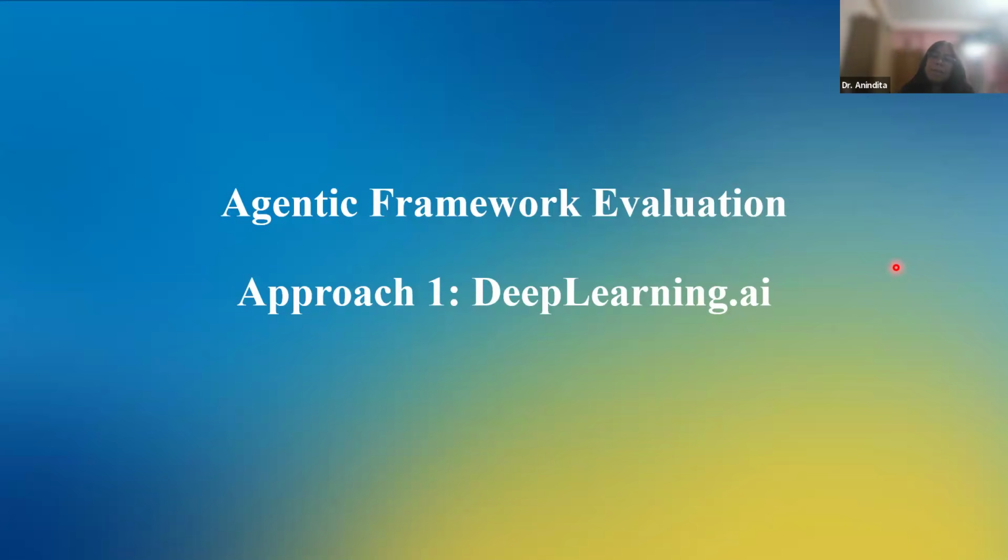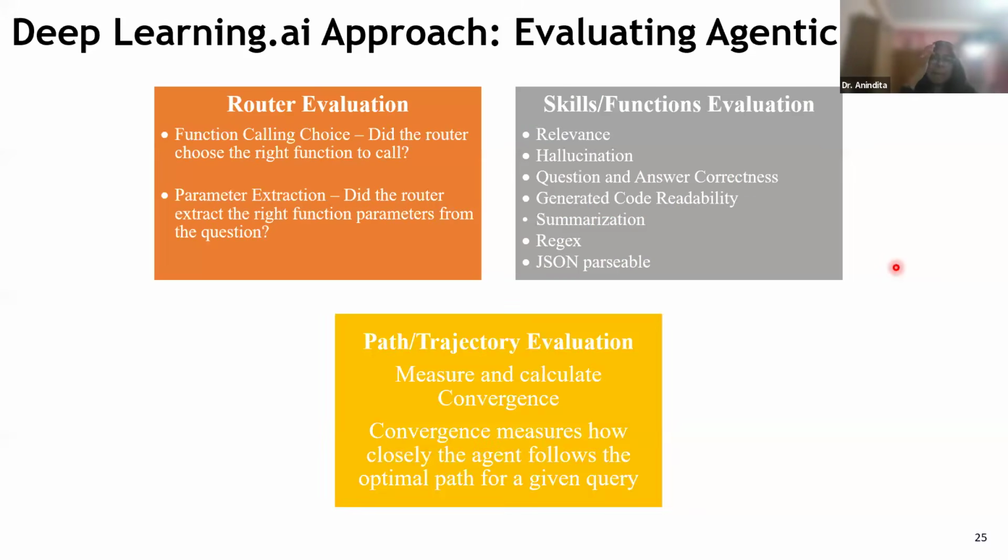But another thing is evaluation, like an agentic framework for evaluation. One is the DeepLearning.AI approach, which mentions how we can evaluate the agentic system. Once the agentic system is built, before deploying to production, we can evaluate it and give a score for different features. One is router evaluation, second is skill or function evaluation, third is path or trajectory evaluation.